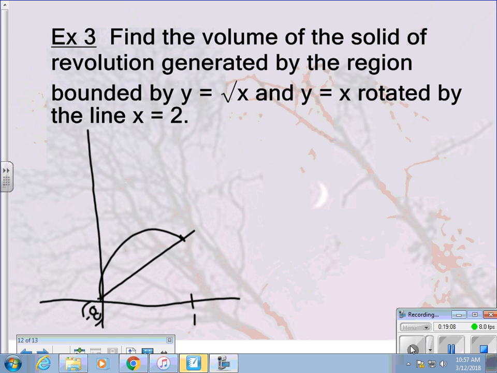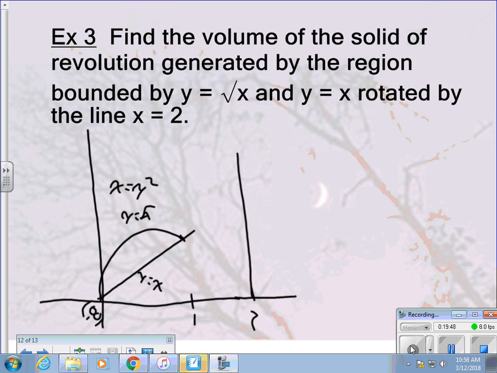This is what I have, and this is y equals x. This is y equals the square root of x, right? And what's it rotated around? x equals 2. That's my axis of rotation. So, two things have to be considered. One, what am I doing, dx or dy? This is dy, not dx. So instead of y equals the square root of x, it's x equals y squared. I have to change that.